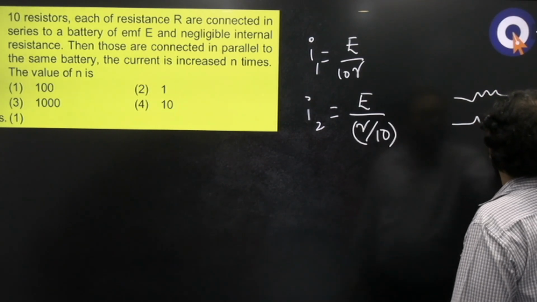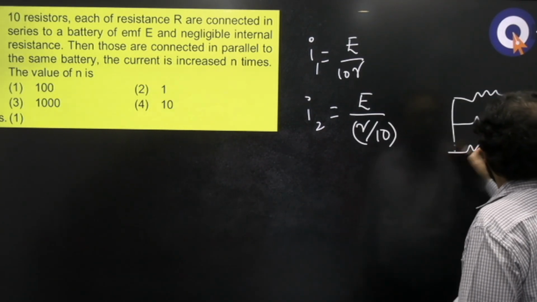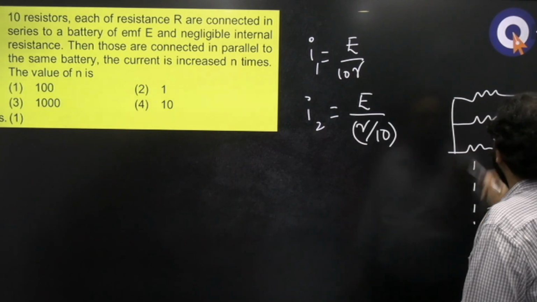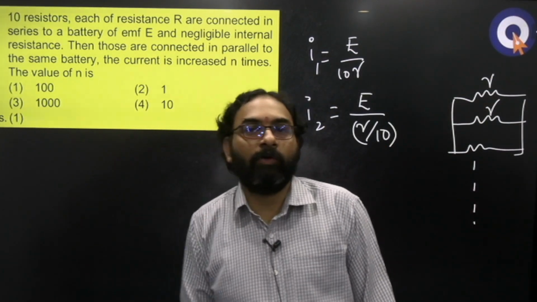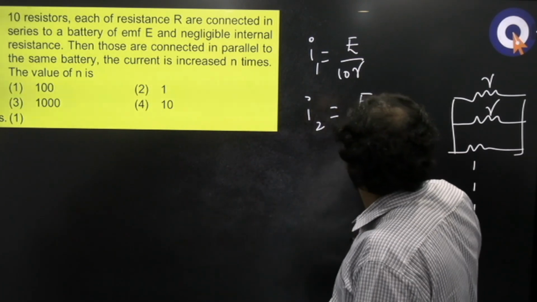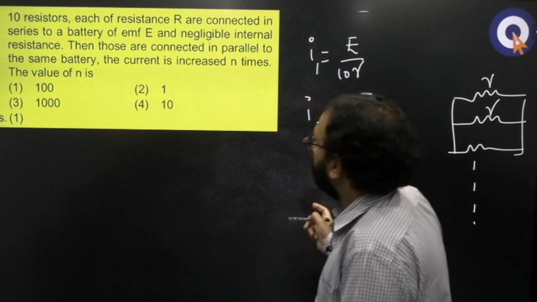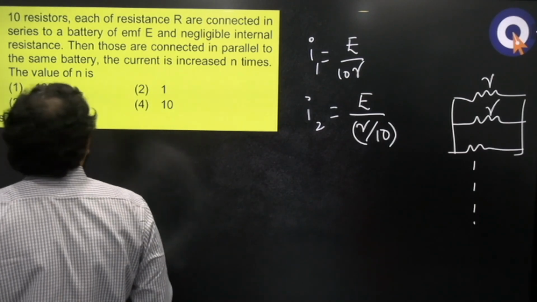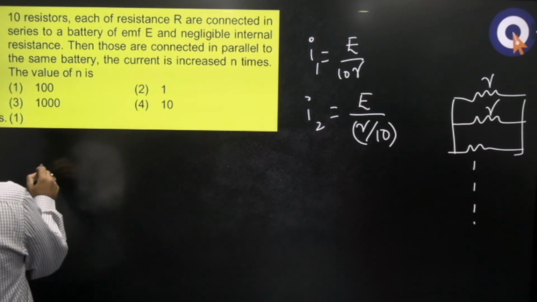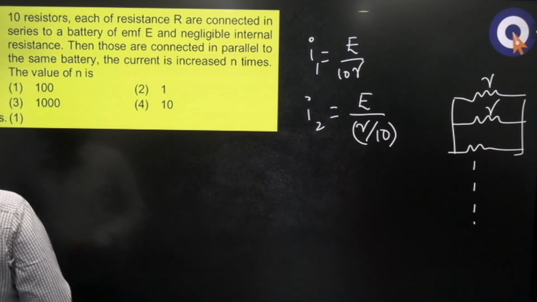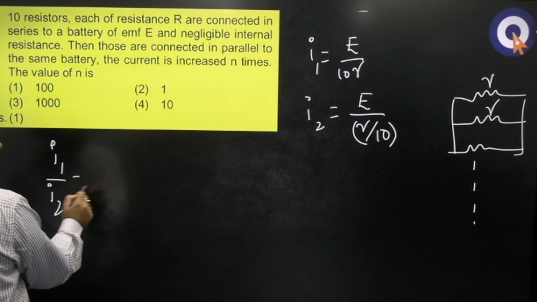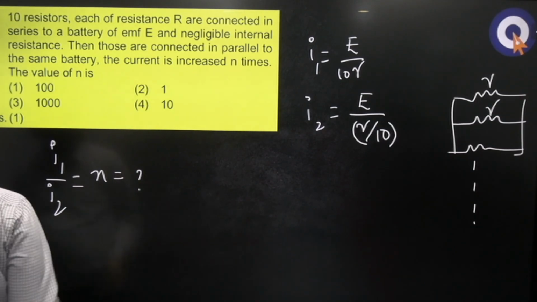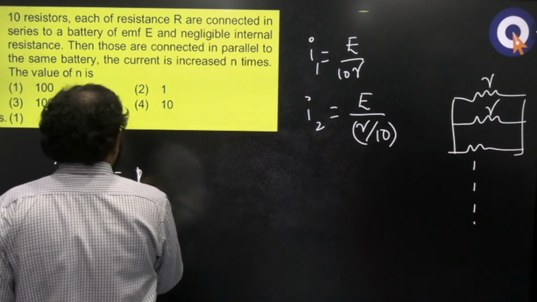Resistance 1, 2, 3, and so on. All these resistors are connected in parallel. So the effective resistance becomes R by 10 when 10 equal resistors are connected. When they are connected in series, it is 10R. So I1 by I2, you will get the answer as the first one. Why? Because the current is increased n times. So I1 by I2 is equal to that n, you can calculate, that is 100 you will be getting.